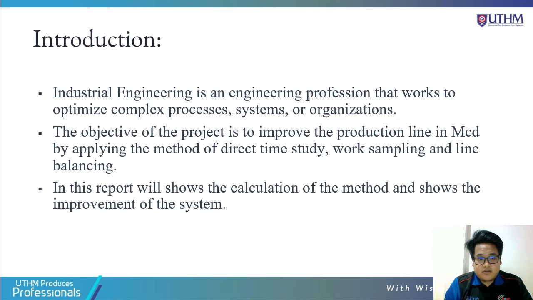I will present the introduction. Industrial engineering is an engineering profession that works to optimize complex processes, systems, and organizations. The objective of the project is to improve the production line in McDonald's restaurant by applying the methods of direct time study, work sampling, and line balancing. That's all from me. Thank you.